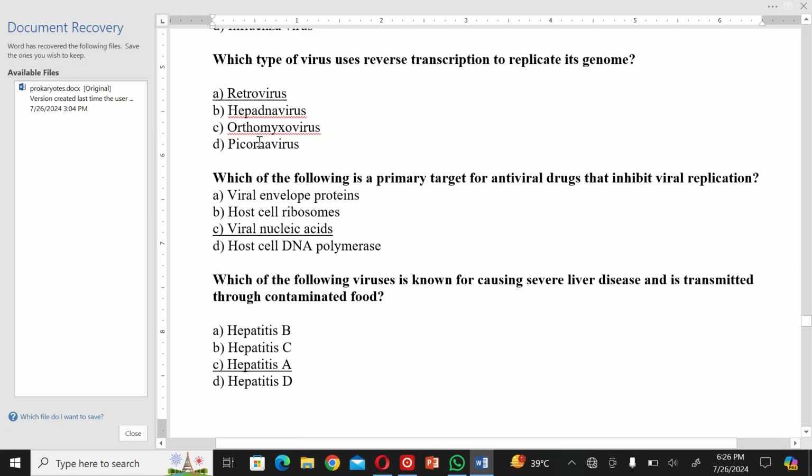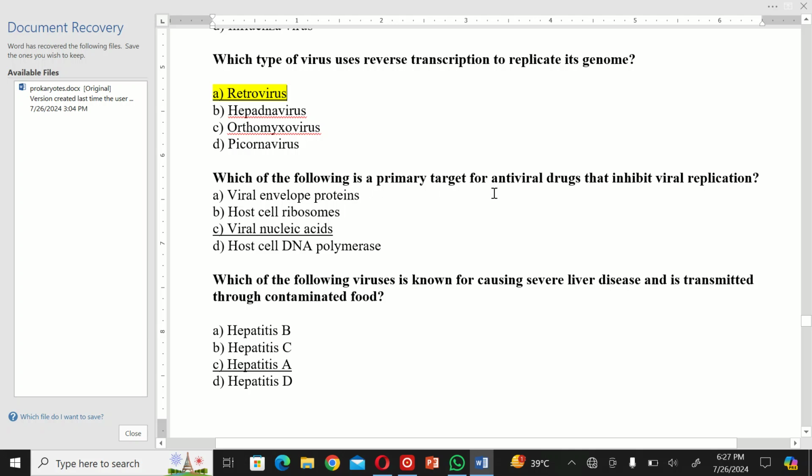The next MCQ is: which type of virus uses reverse transcription to replicate its genome? A. Retrovirus. B. Hepadnavirus. C. Orthomyxovirus. And D. Picornavirus. So the correct option is A.